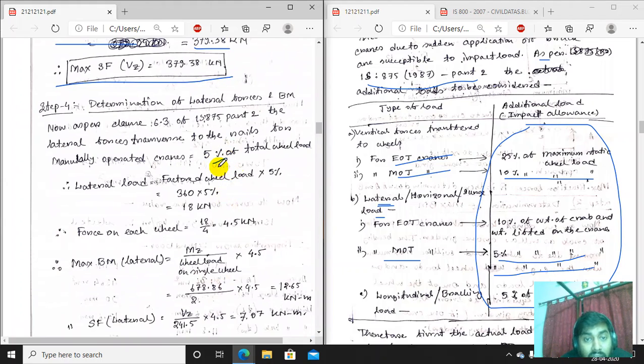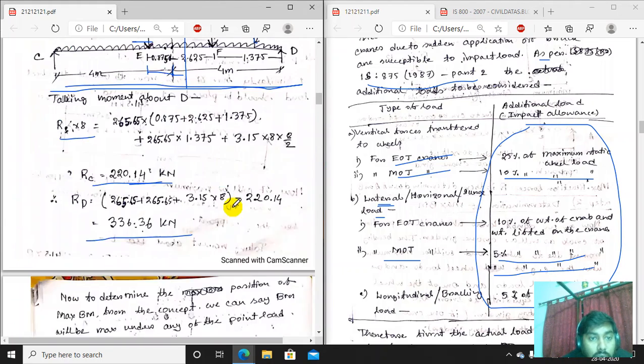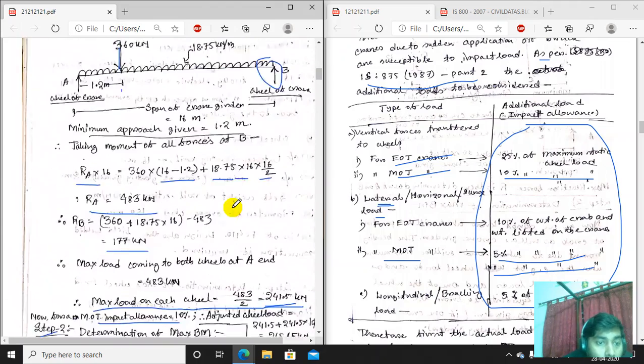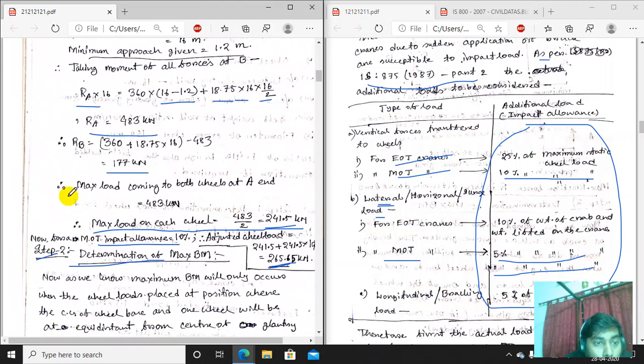What is the value of the total wheel load that we have got? The total wheel load value is the maximum load. We are getting 483 kilonewton. That is the maximum wheel load. Okay, 483 kilonewton, that is the maximum wheel load.